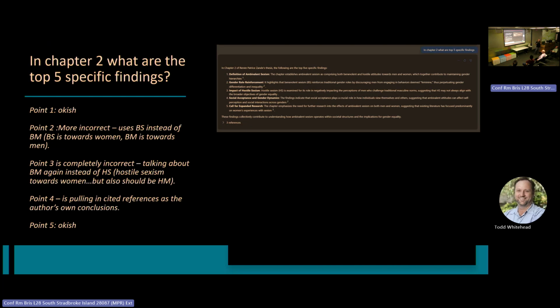What we found when we went through it was it was using citations in the PhD as her words, rather than knowing that they were citations. So it completely got it mixed up. And then point 5 was okay-ish.